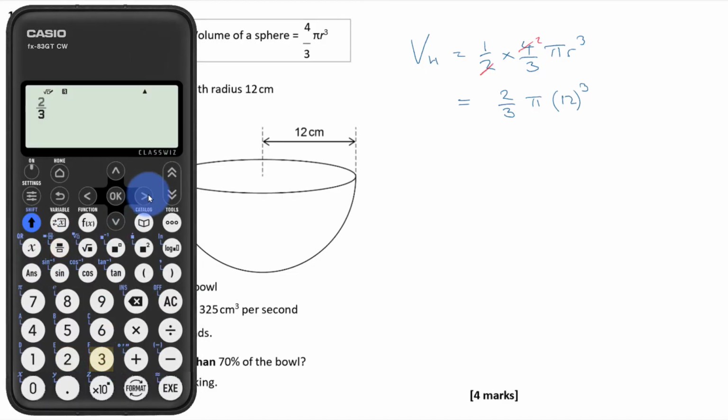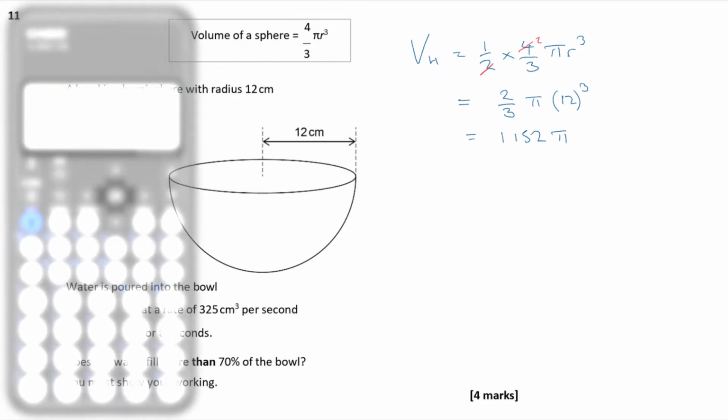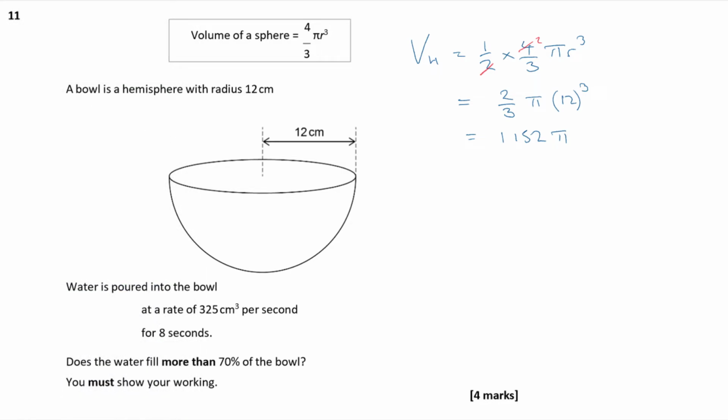Now I'm going to type this into the calculator, but I'm just going to leave it in terms of pi, just to make it easier to write down. So I'm going to do 12 to the power of 3, and then times 2 divided by 3, and that comes to 1,152. So that is 1,152 lots of pi. I'll evaluate it at the end, I don't really need it now. So water is poured into the bowl at a rate of 325 cubic centimeters per second for 8 seconds.